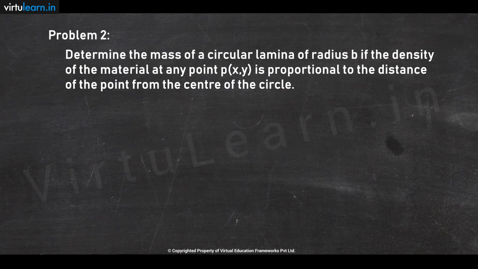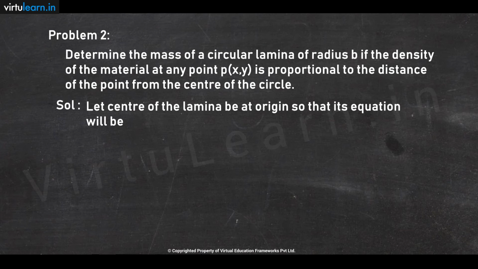What is the problem given here? A circular lamina of radius b. What is the density? How is the density given? If we consider the density at any point P(x, y) or the mass per unit area at any point P(x, y), it is proportional to the distance of the point from the center of the circle. Without loss of generality, let us take origin as the center of the circle. So, the circle can be represented by x square plus y square is equal to b square.